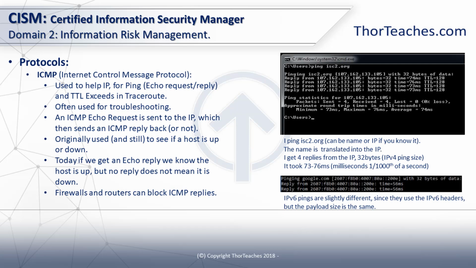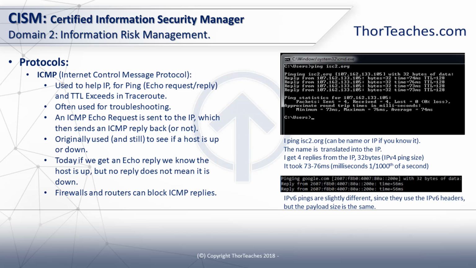If we don't get a reply, that doesn't always mean it's down. It might just be ISC² blocking ICMP traffic. We send the traffic to the server. Even if it gets to the server, it might drop the reply packet. So it's just one of the things we'd use for troubleshooting, but we can't rely on it being down just because we don't get a reply. It's very common for firewalls or routers to block ICMP replies.